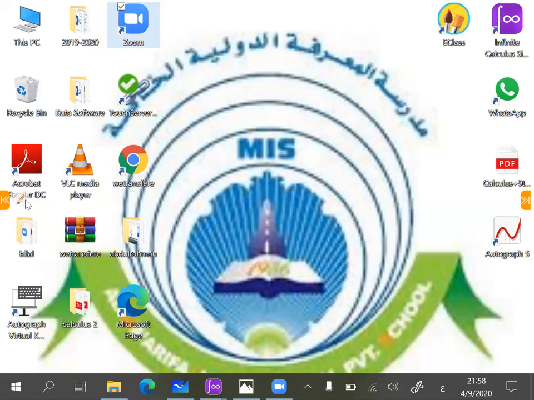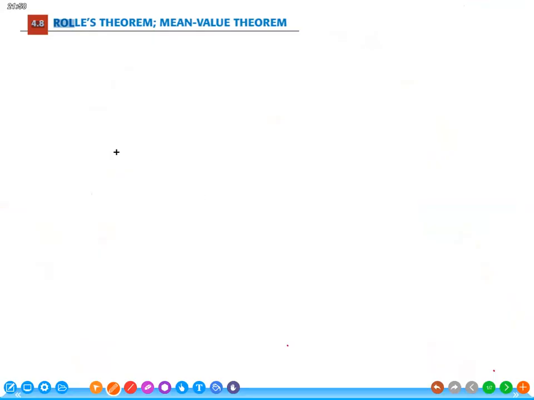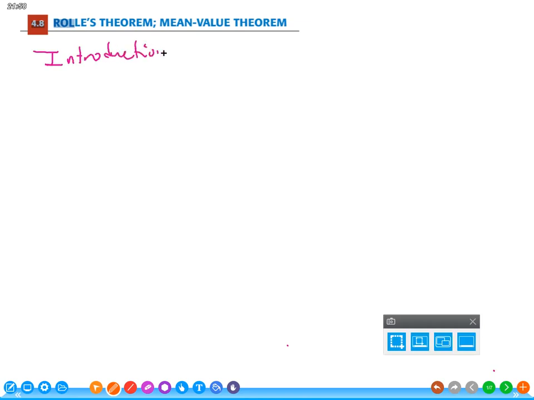Okay, so I will start with section 4.8, Rolle's theorem and the mean value theorem. As an introduction, what does the mean value theorem say? We have two hypotheses that must be satisfied to apply the mean value theorem.